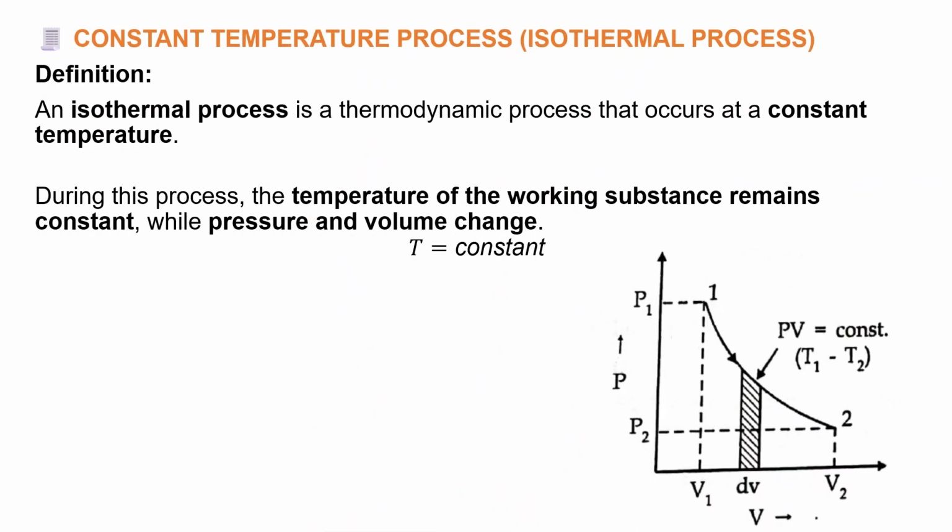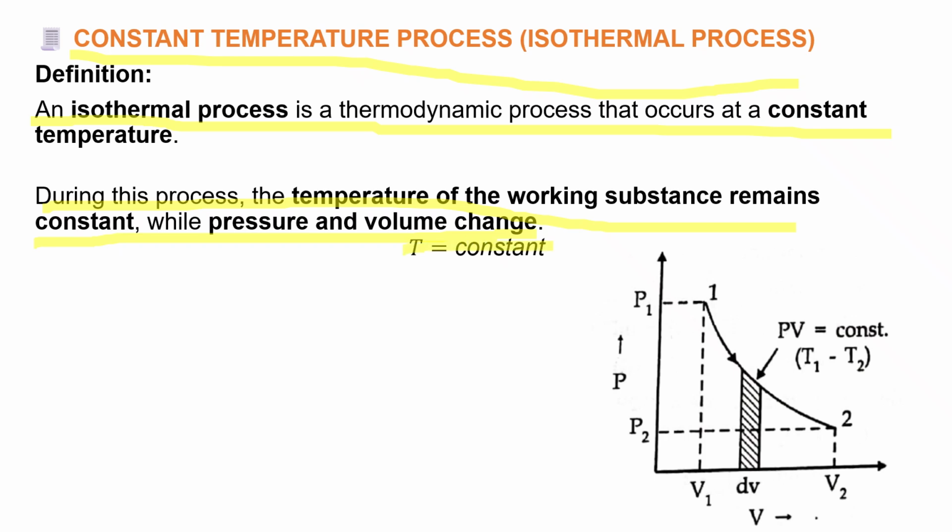So how are we defining constant temperature process or isothermal process? A constant temperature process or an isothermal process is a thermodynamic process that occurs at constant temperature. During this process, the temperature of the working substance remains constant while the pressure and volume change. So temperature is constant in this process.